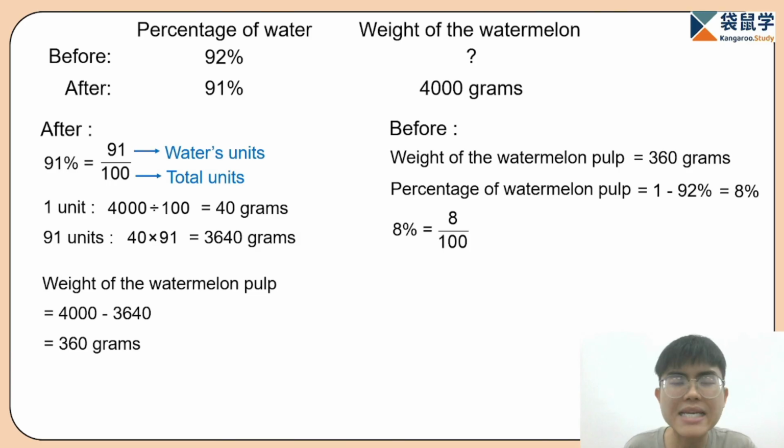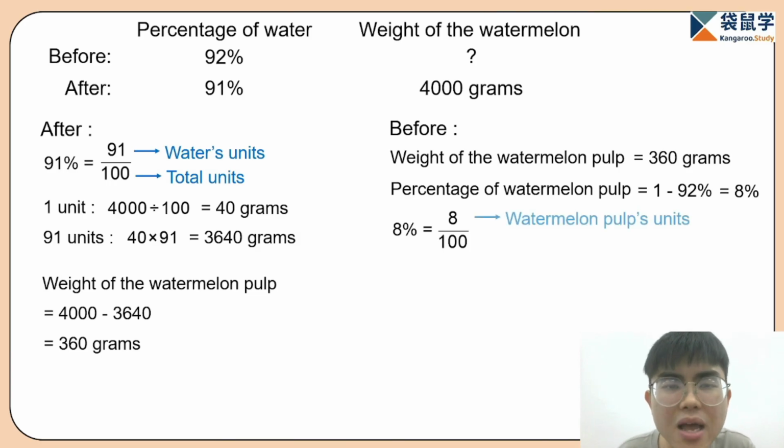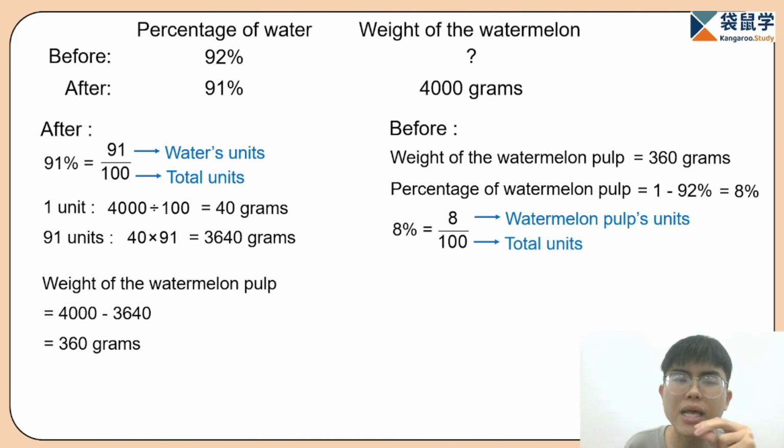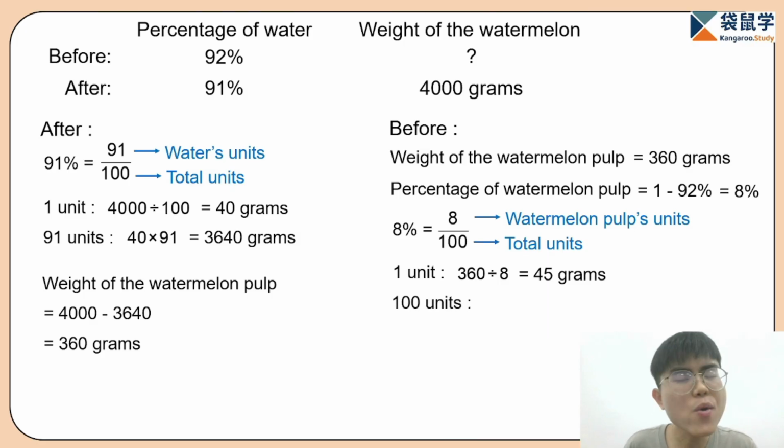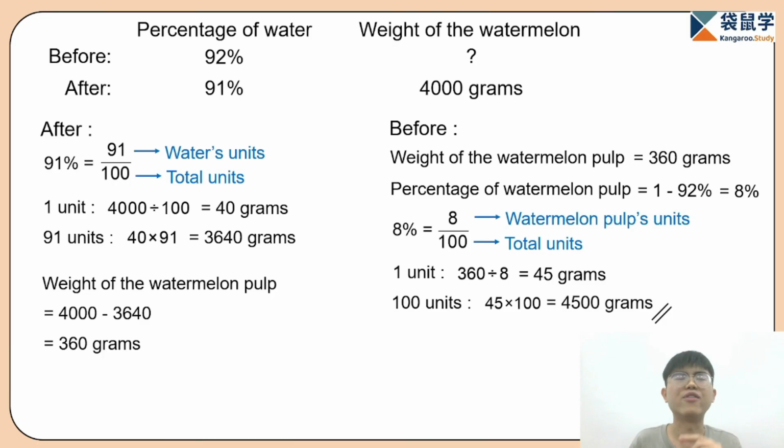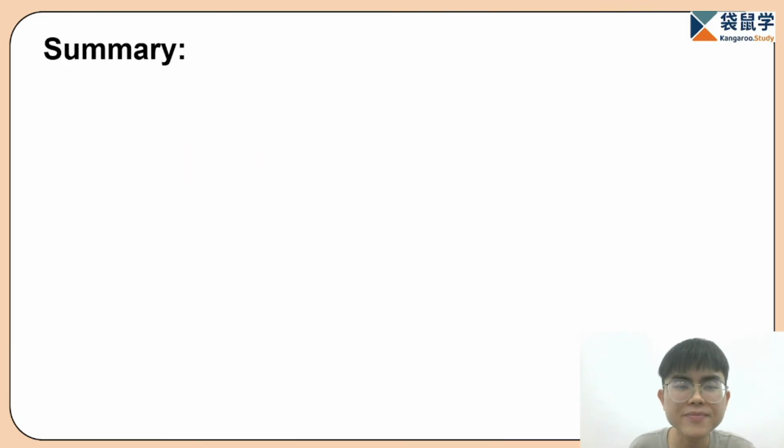Again, what does this 8 represent? It is the watermelon pulp unit. How about the 100? It represents the total unit. To find what is 1 unit, we can use 360 divided by 8 and we will get 45 grams. Now, how do we find the weight of the watermelon? How many units of it? Yes, it is 100 units. So we can use 45 times 100 and the final answer is 4,500 grams.